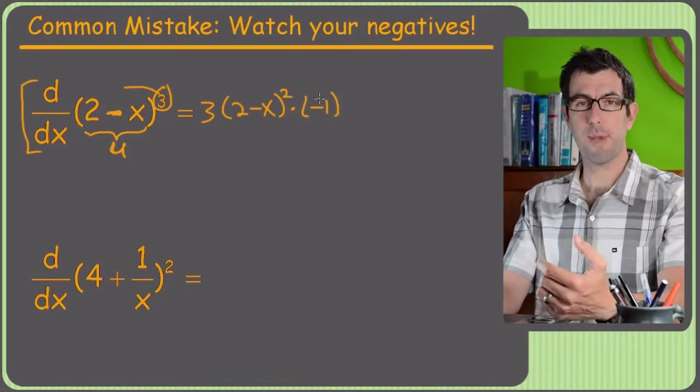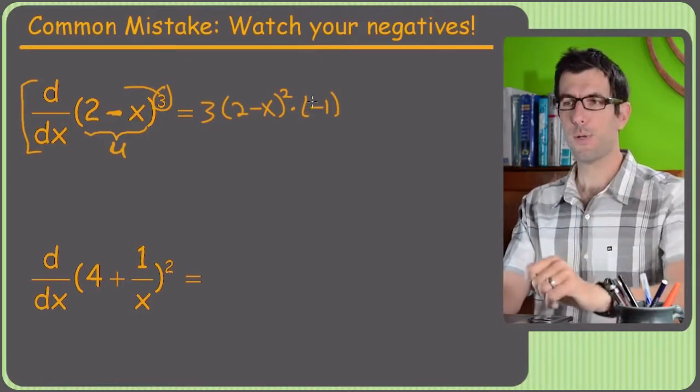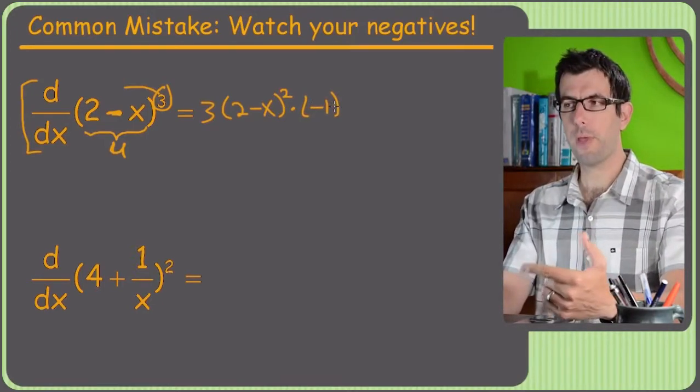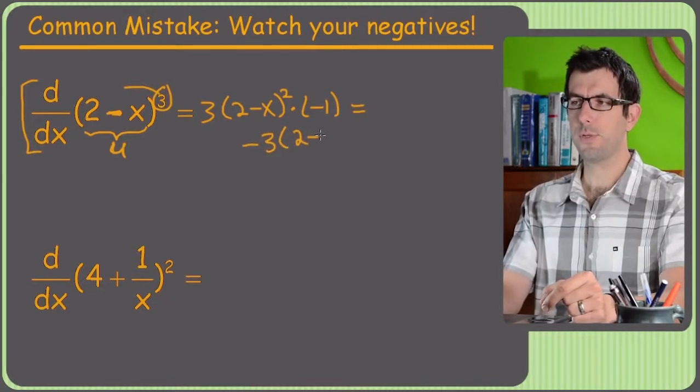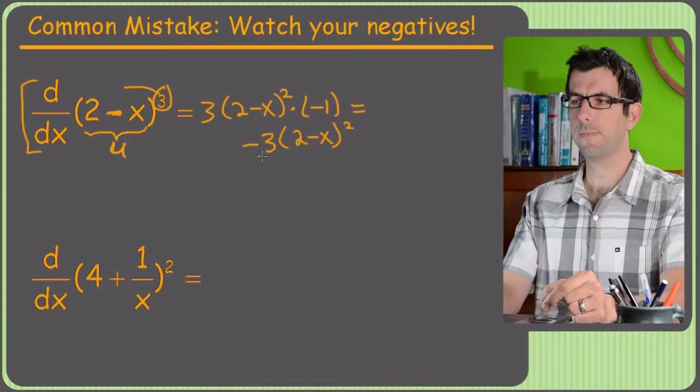And again, when I put negative numbers in, I always put them in parentheses, so it's totally obvious that it's not just like subtracting 1, it's multiplying by negative 1. And that's going to give us negative 3 times 2 minus x squared.